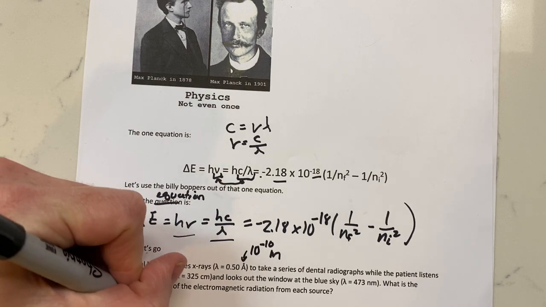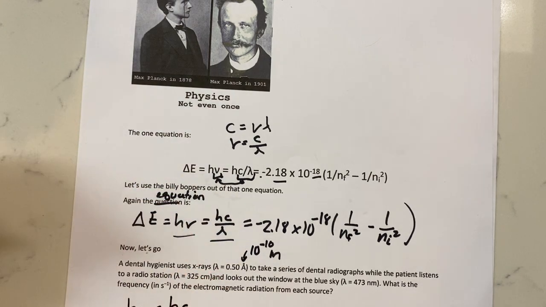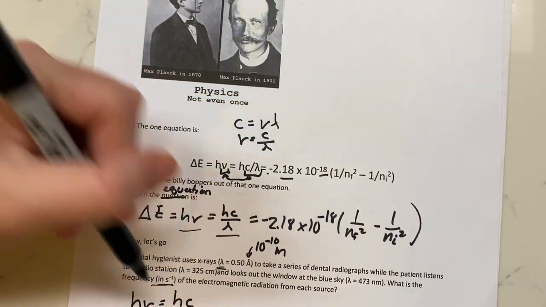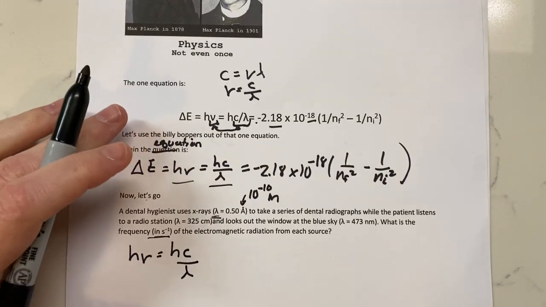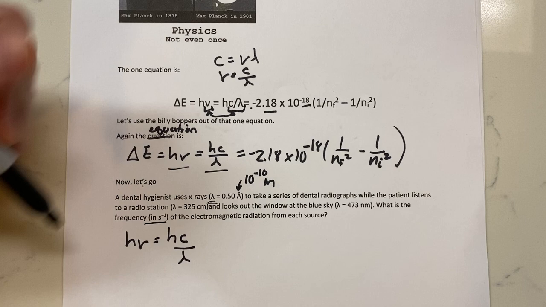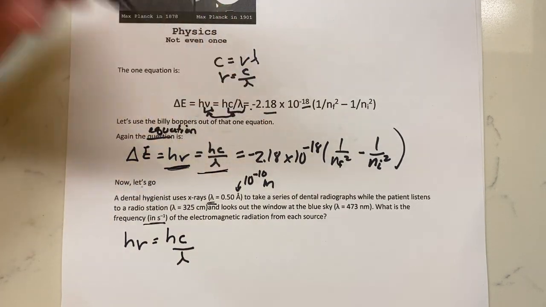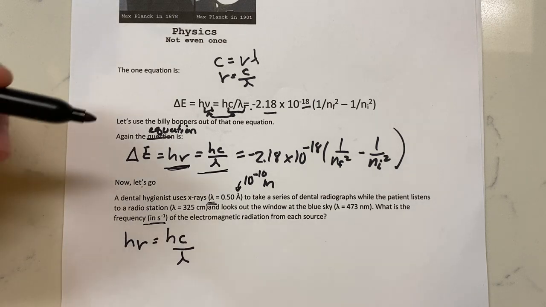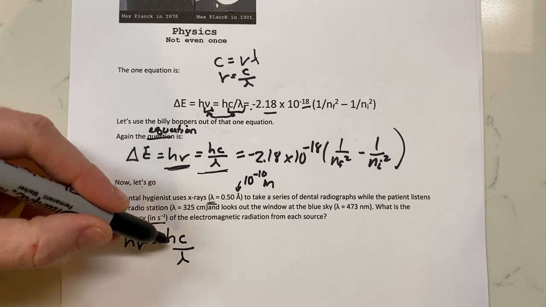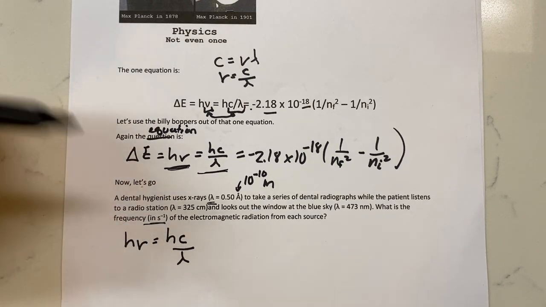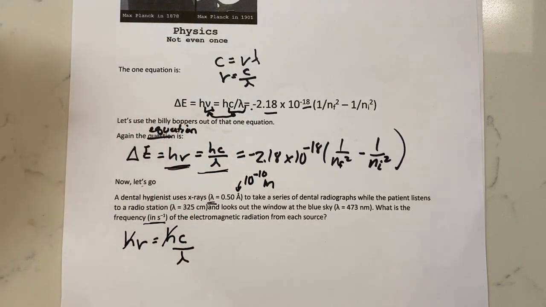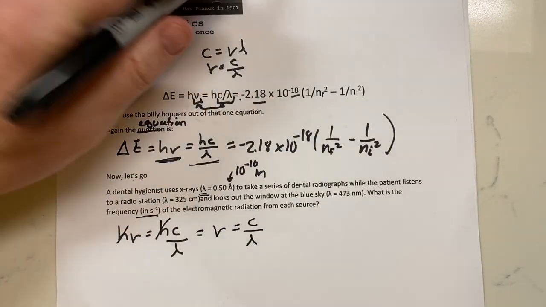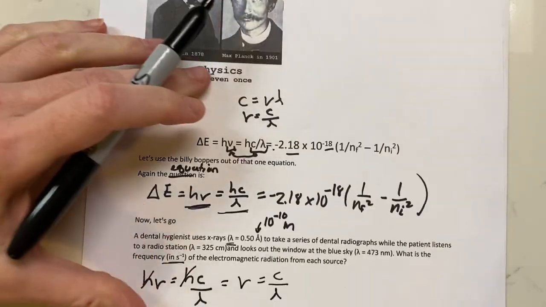So h nu equals hc over lambda. Again, it gave me wavelength, and it was asking for frequency in each of these questions. So if I know the wavelength and it's asking for frequency, I come up here and say, hey, what has frequency and what has wavelength up here? Those are the two things that I underline. Now I can go ahead and solve this problem. It's h and h on both sides of the equation, so they cancel. Now my equation is essentially nu equals c over lambda. You could have also done c equals nu times lambda.